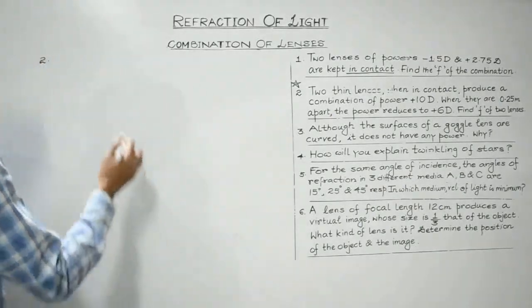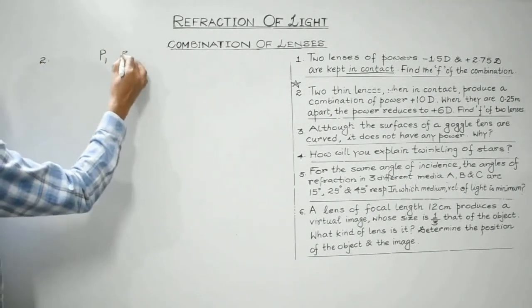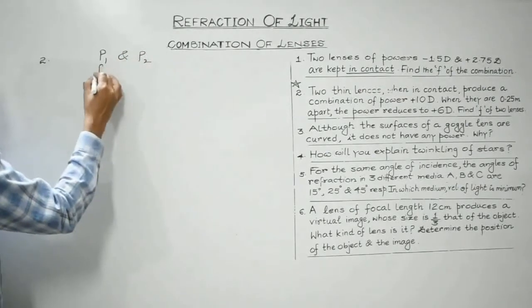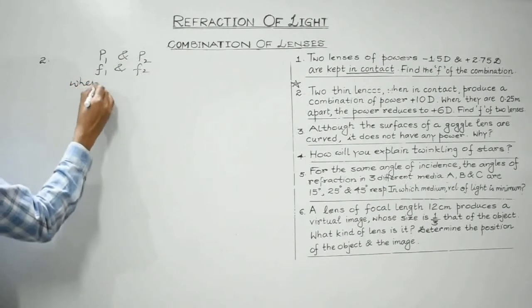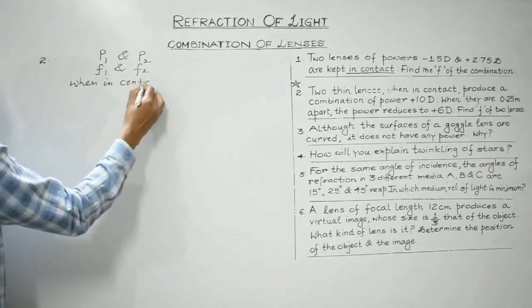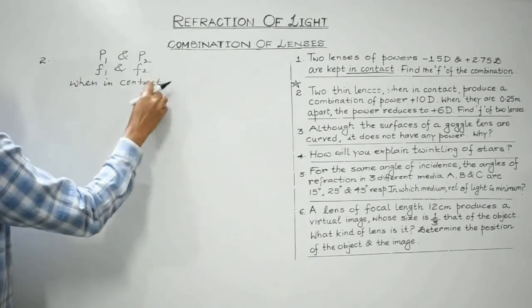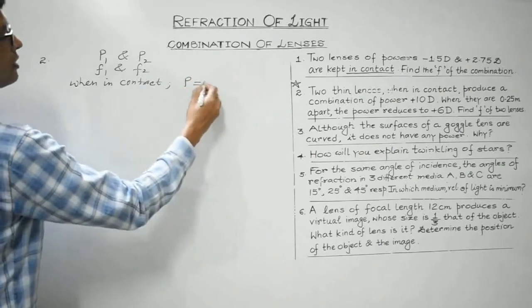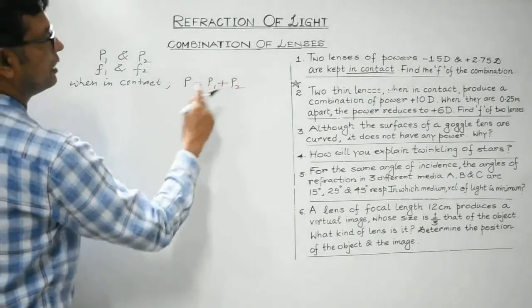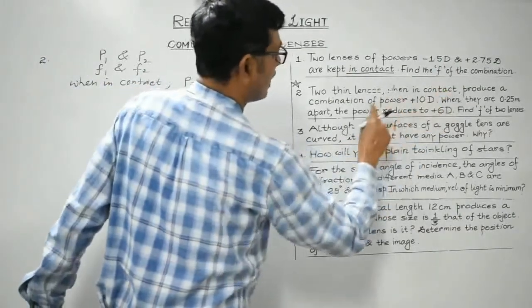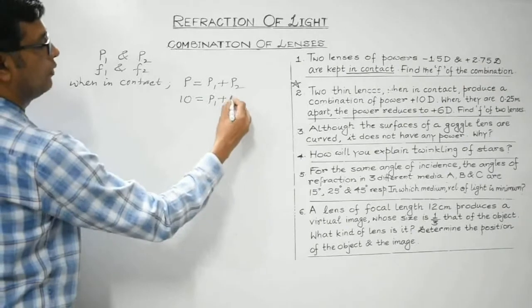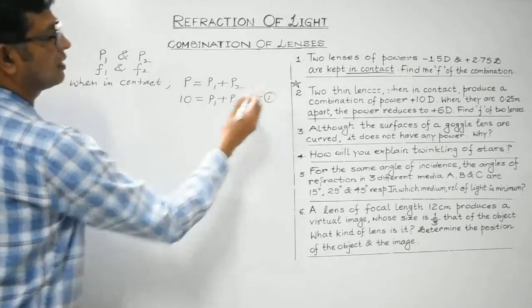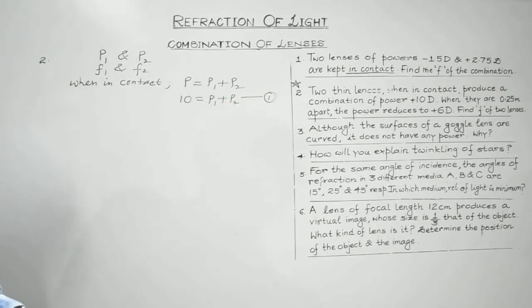So suppose the two lenses under consideration have powers P1 and P2 and their focal lengths are F1 and F2. When in contact, what's the formula? Resultant power is equal to P1 plus P2. So what is the resultant power when in contact? It is 10 diopter. That is, P1 plus P2 is equal to 10. Put this as equation number 1. That's given.